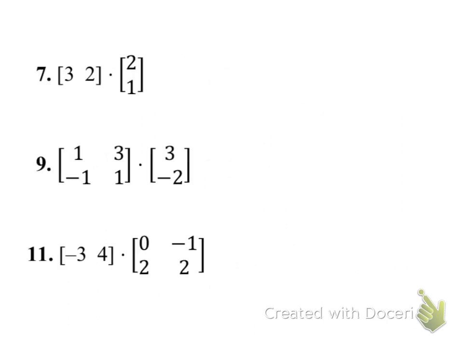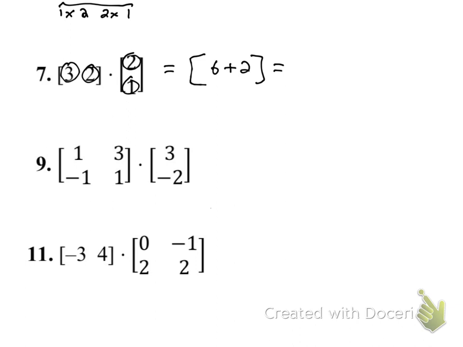Number 2, we got 1 row, 2 columns, 2 rows, 1 column. So our answer is going to be 1 by 1. We got 3 times 2 is 6, plus 2 times 1 is 2. So that answer is 8.